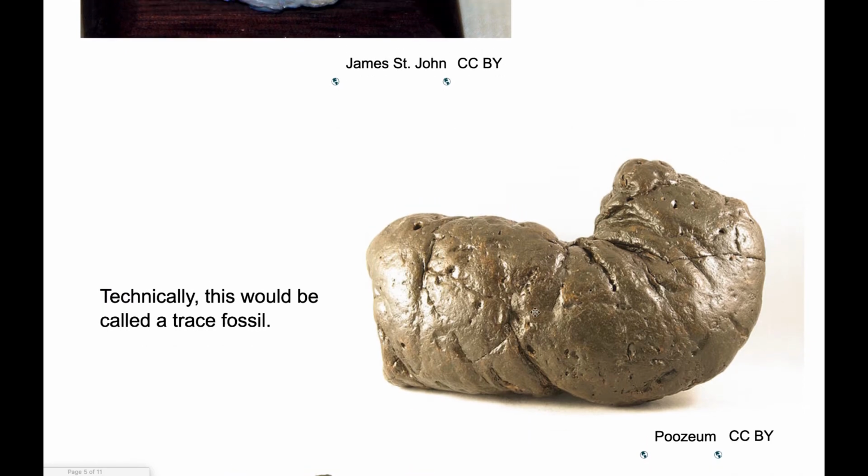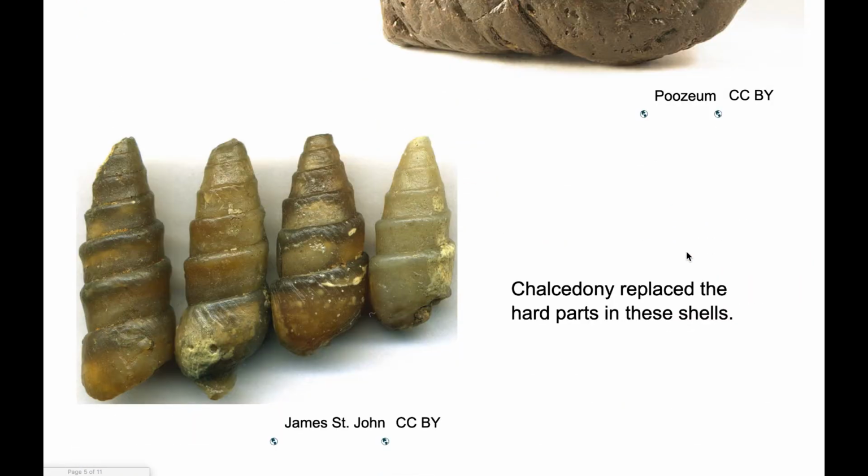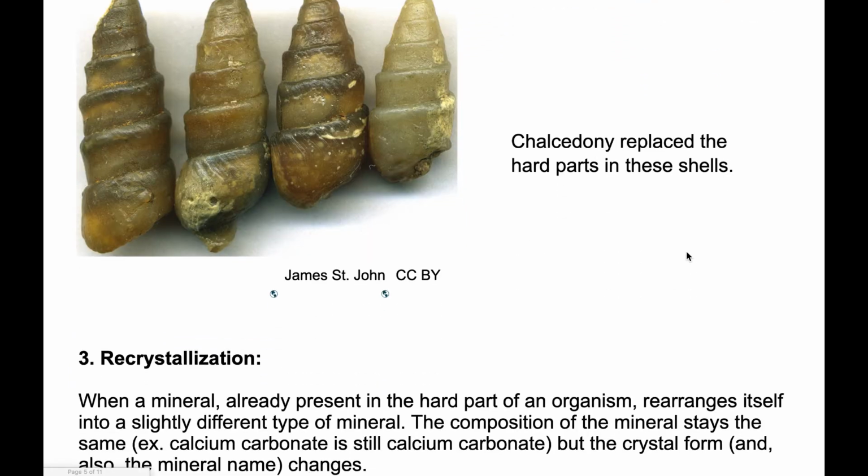This is technically called coprolite, but as you can see from this link, what that means is it's actually fossilized poop. So this is technically a trace fossil, evidence that an organism was around, even though this isn't the organism itself. Here's another example of mineral replacement. So these interesting shells were replaced with a different mineral. This one was chalcedony. So chalcedony wasn't present, those atoms, that chemical wasn't present in the original organism, but now it is because of mineral replacement.